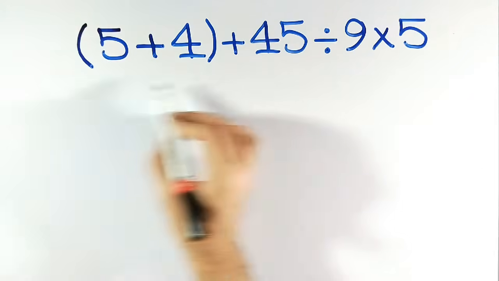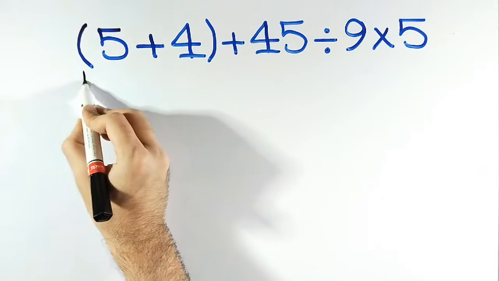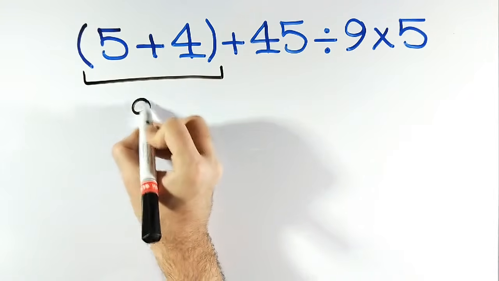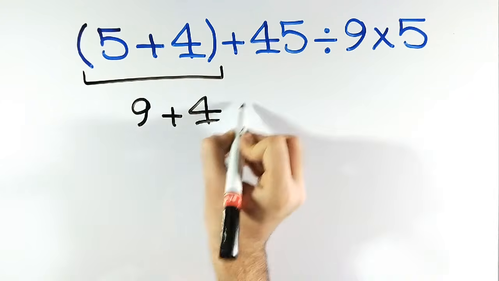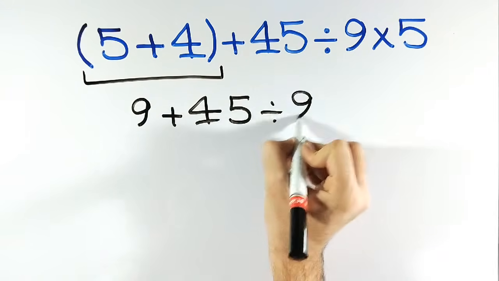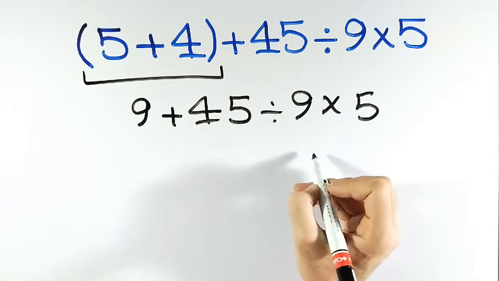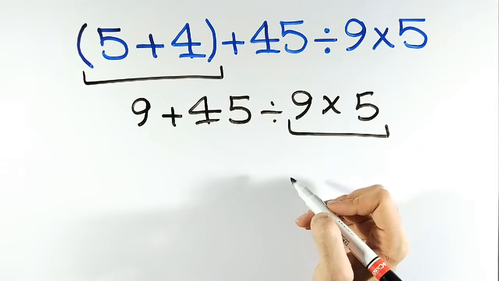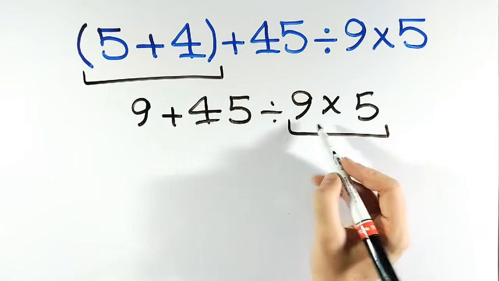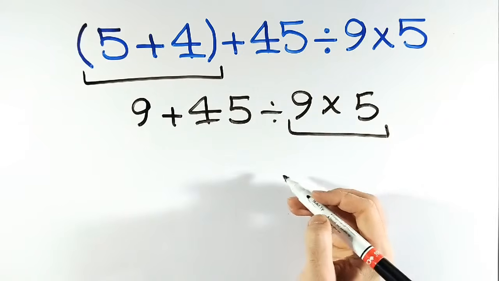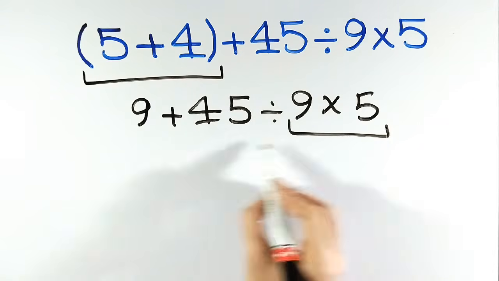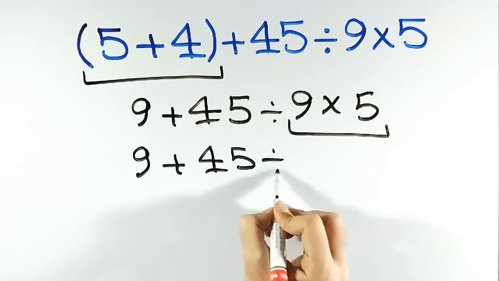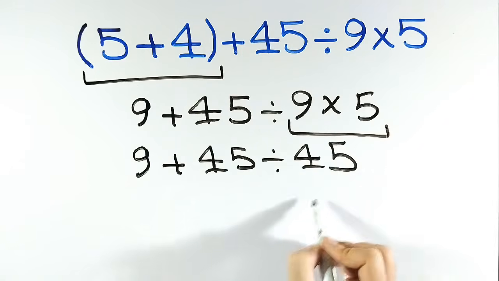Also, some other people, when solving this question, again go straight to the expression inside the parentheses and instead of this expression, they write 9 plus 45 divided by 9 multiplied by 5. And the next step, they go for the multiplication between 9 and 5 because they believe multiplication has a higher priority than division. So they rewrite this equation as 9 plus 45 divided by 45.